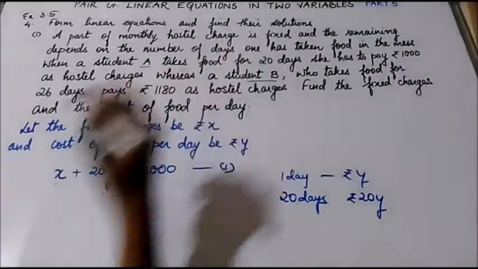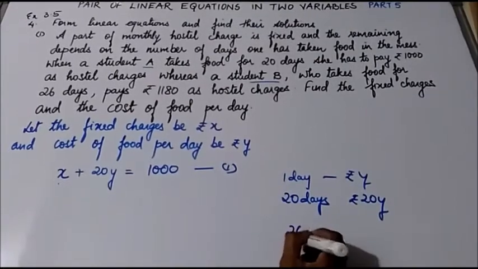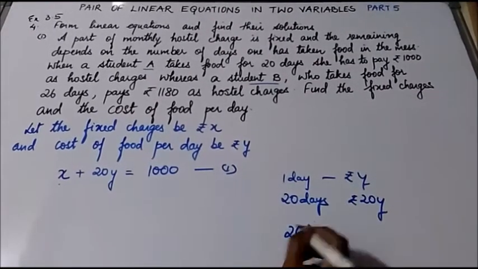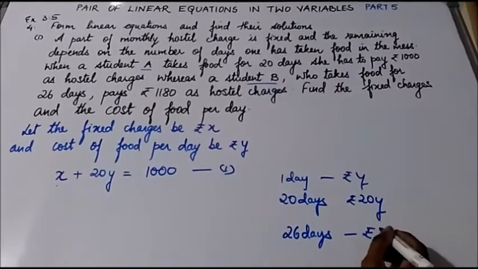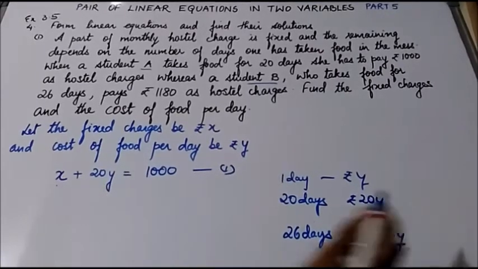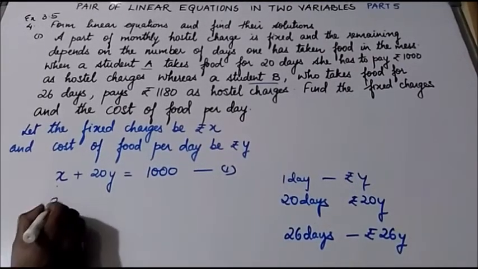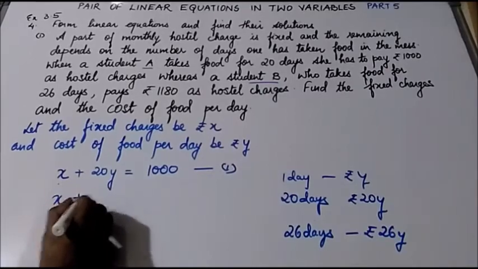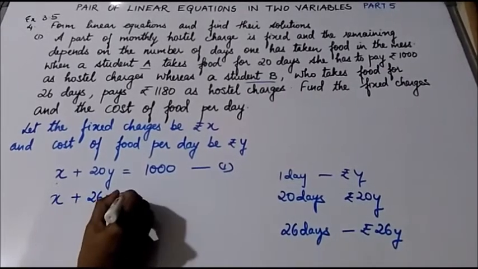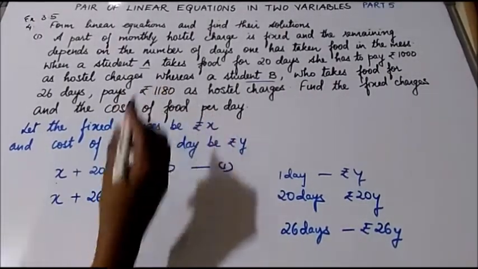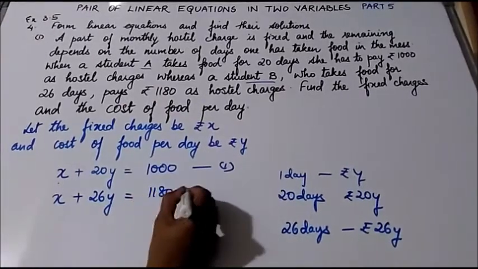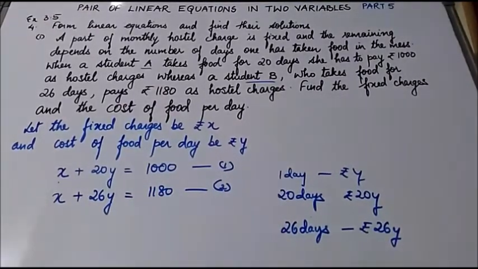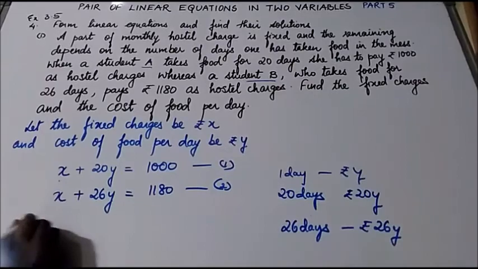The other student B takes food for how many days? 26 days. So what will be the cost of food for her? It will be rupees 26Y. So once again, she has to pay the fixed charge, that is X, plus the cost of the food, that is 26Y, is equal to the total charge that she pays, 1180. This is the second equation. Let us solve this by elimination method.